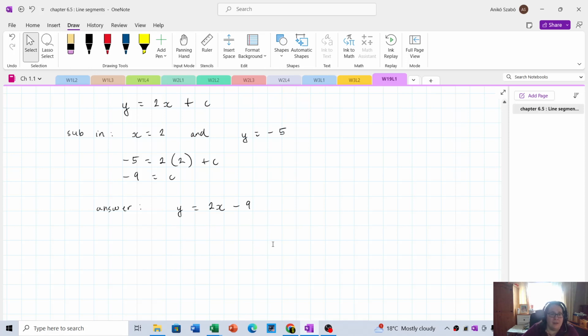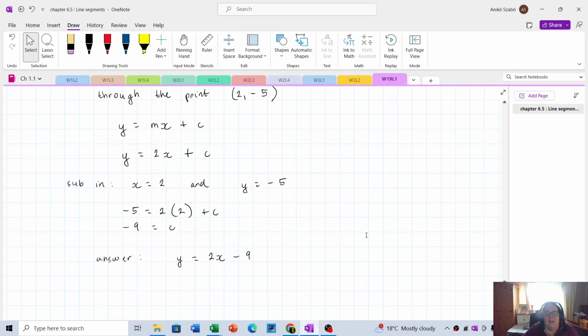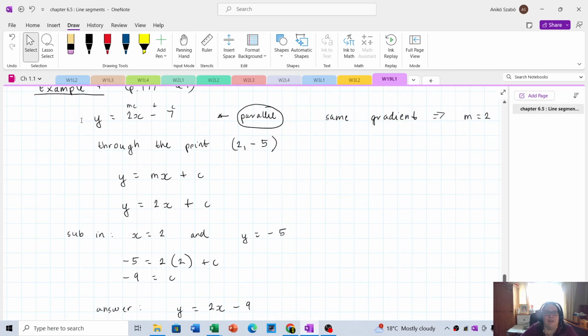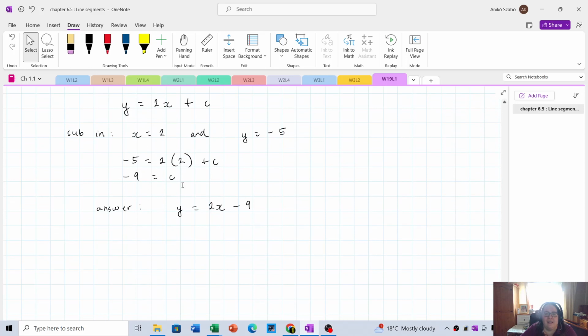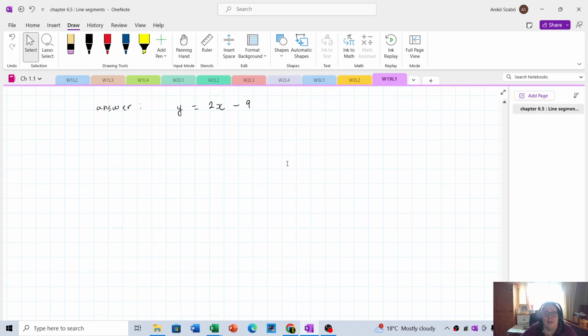Okay, that's it. Now, again, it's coordinate geometry. You can always sketch and see if it's correct. I'm not going to do that now, but you can. So first you draw this straight line, then this point. Then from this point you go 1 to the right, 2 up, and so on, or just try to draw a line that's parallel to that one and see if the equation looks like that. So see at least if the y-intercept is minus 9.